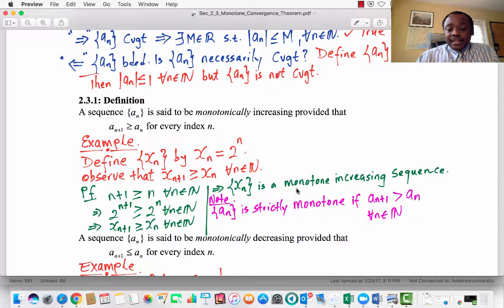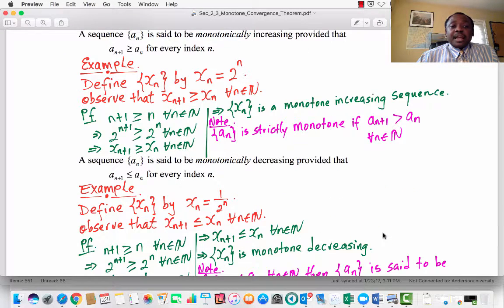Now, if needed, we would say that an is strictly monotone increasing if a(n+1) is strictly greater than an for every n in N. Similarly, we can define monotone decreasing. We say that a sequence an is said to be monotonically decreasing provided that a(n+1) is less than or equal to an for every index n.